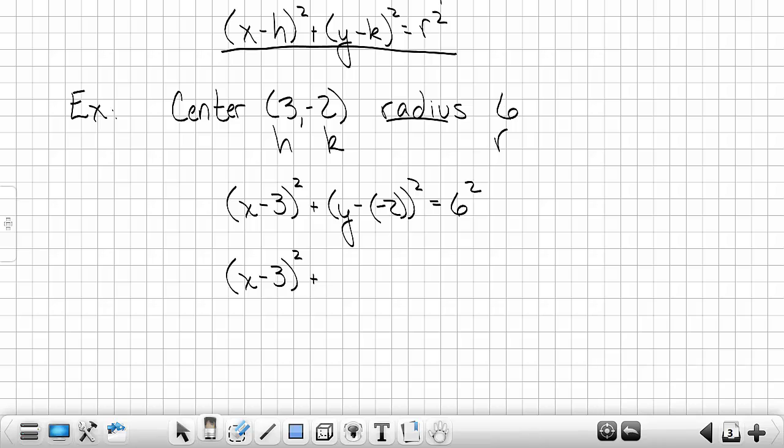Y plus 2. Negative times a negative makes a positive. Go ahead, Jaden. What's 6 squared? 36. And we're done. That is the equation of a circle centered at (3, -2) with radius 6.